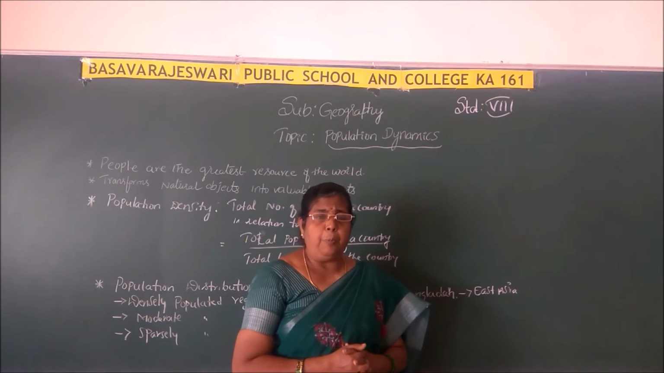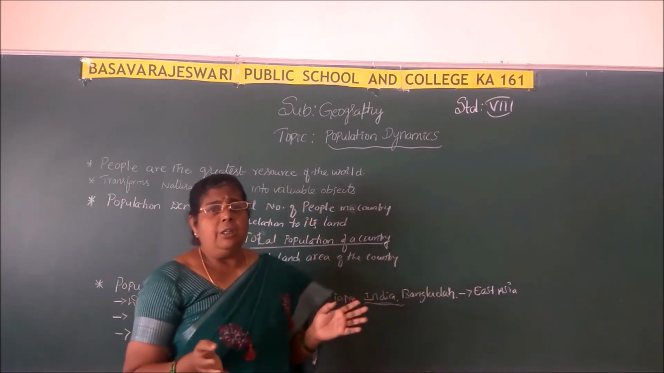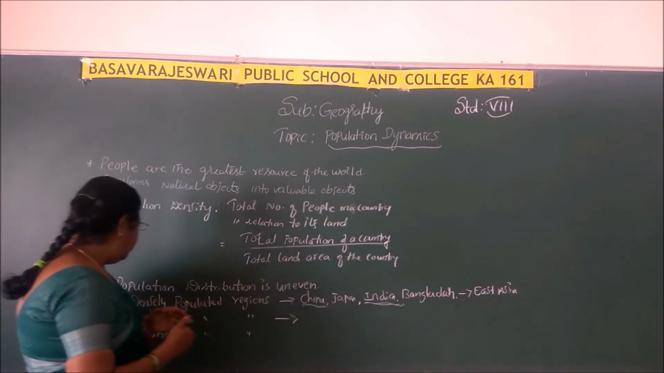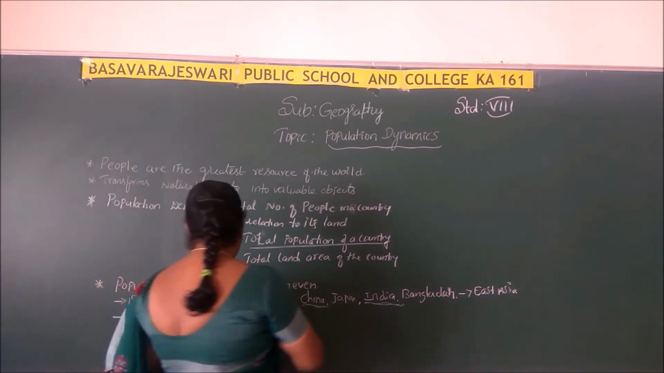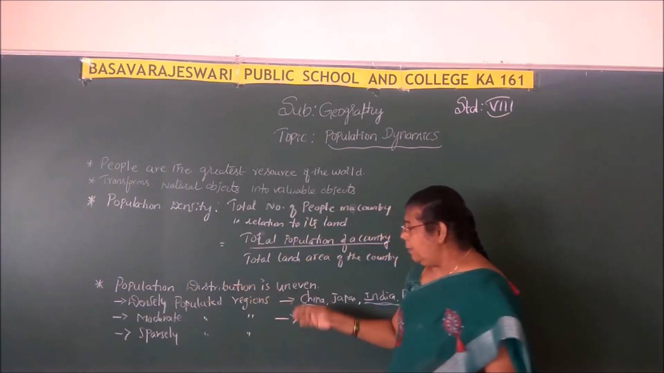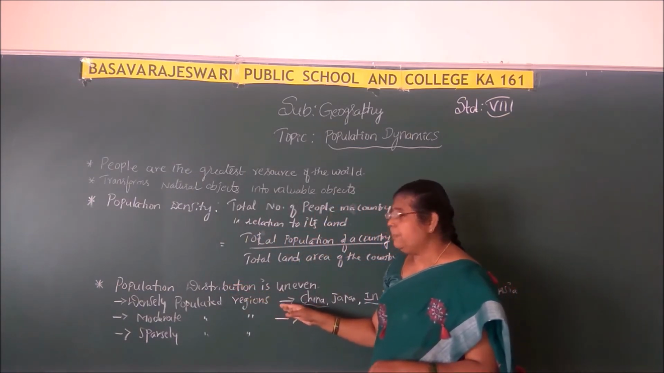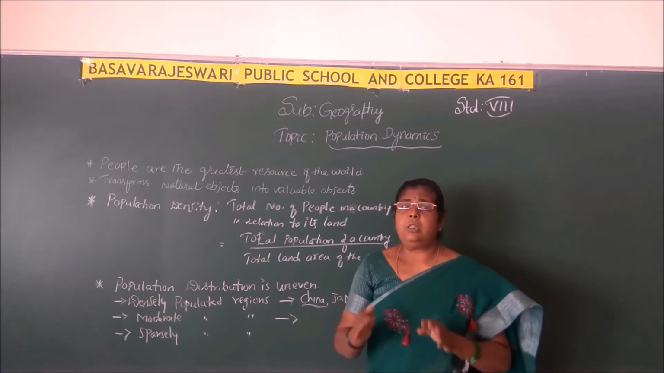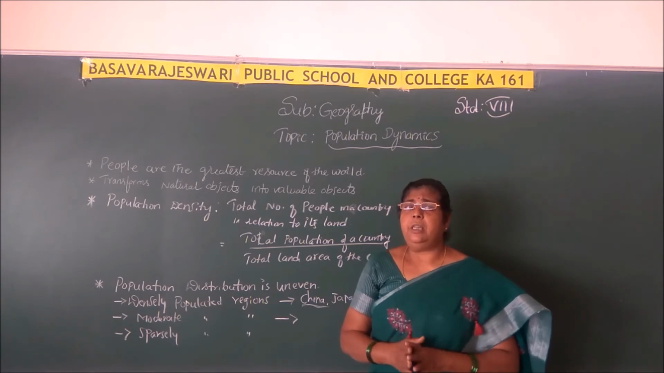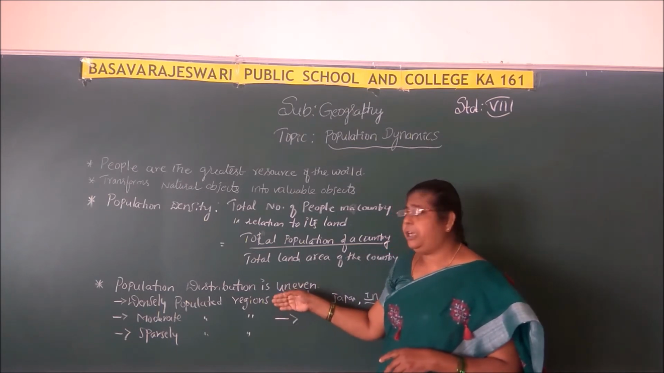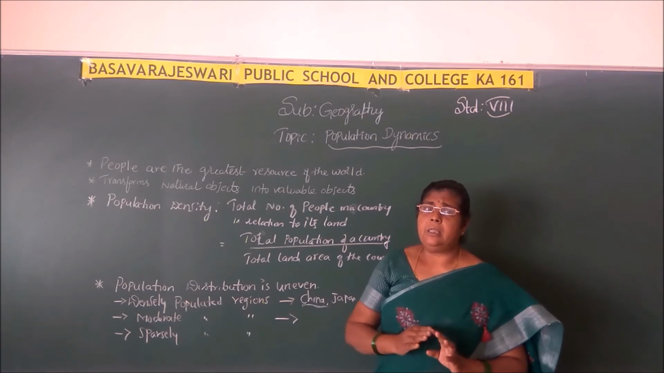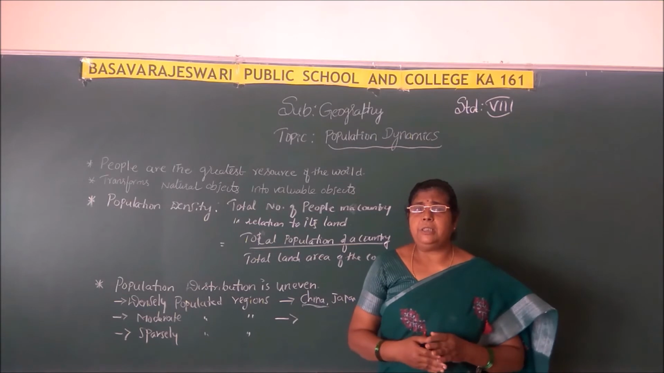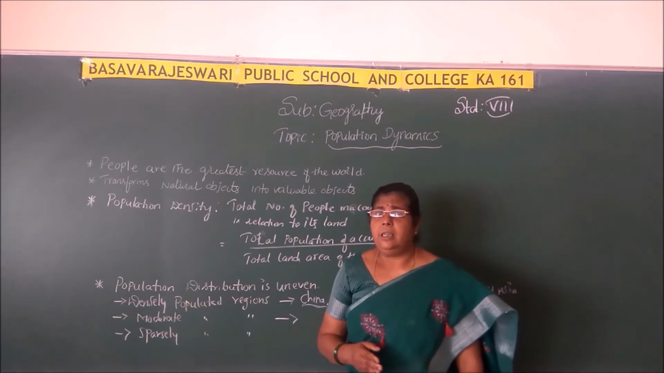On the basis of the population distribution, it has been classified into three important categories: the densely populated regions, the moderate populated regions, and the sparsely populated regions. Densely means where the people live more. So what are the causes why people live in that region? The second one is the moderate populated region, neither less nor more. Sparsely means very less. What are the causes why the population stays very less in that region?